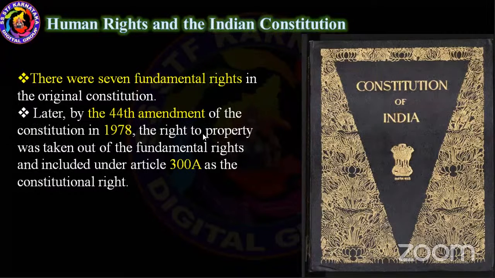Why did they remove that? Because people thought it was their right to gather wealth or property. Some were misusing that right, and wealth and richness became vested in the hands of only a few people. Therefore, to stop these activities, they amended the Indian Constitution and removed the right to property from the fundamental rights.